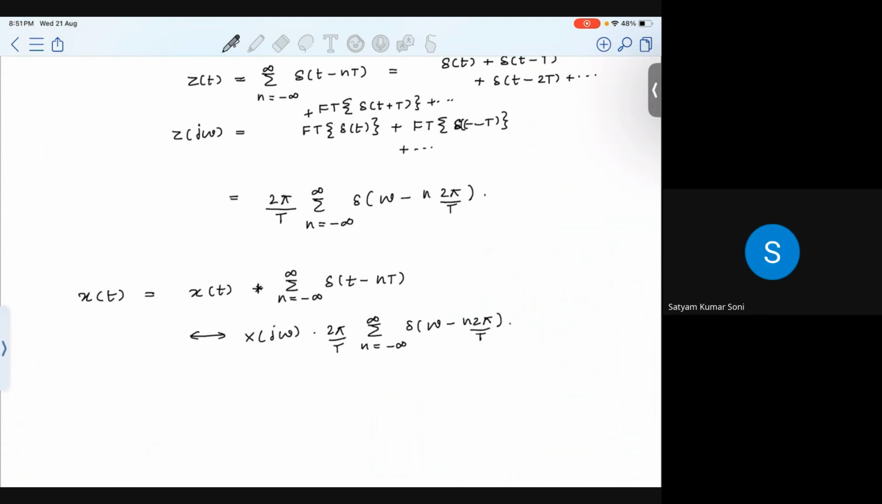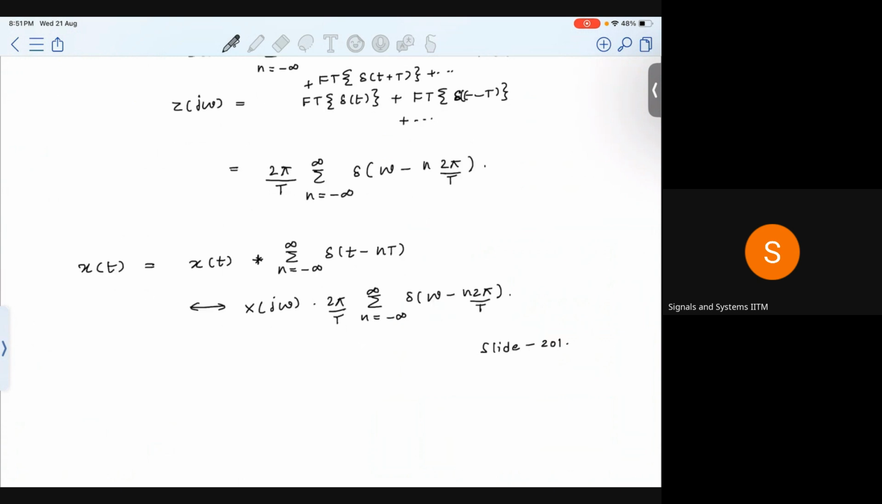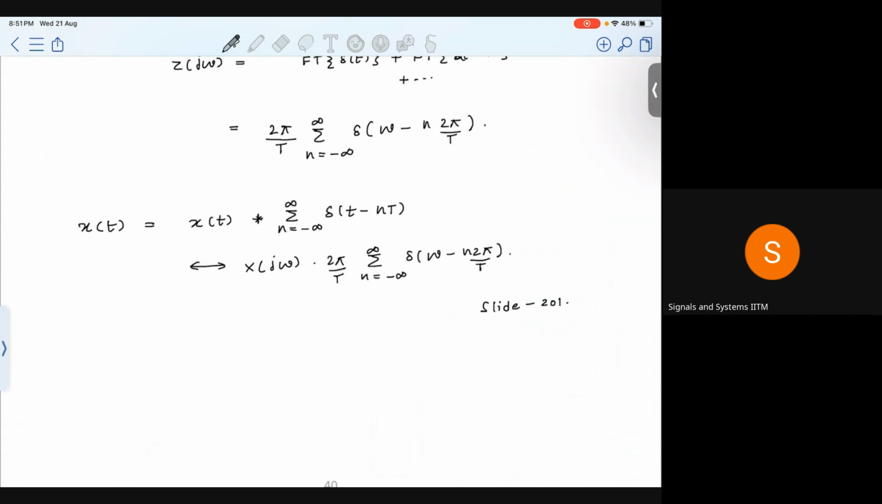Yes, ma'am. If you want to see the proof of this, please look through your lecture video at slide 201. I think it's nicely derived, and you also have something known as the sampling frequency, and he'll also be talking about the Nyquist sampling. It's good to understand that, but this is how you find the Fourier transform for any periodic signal.